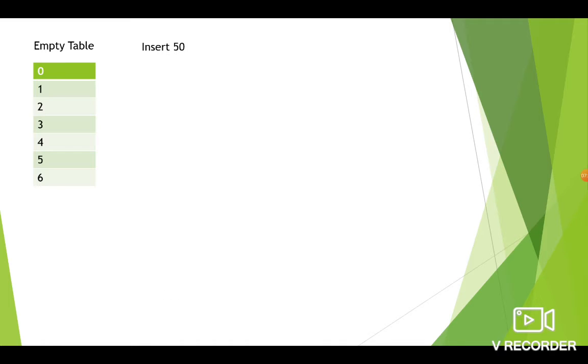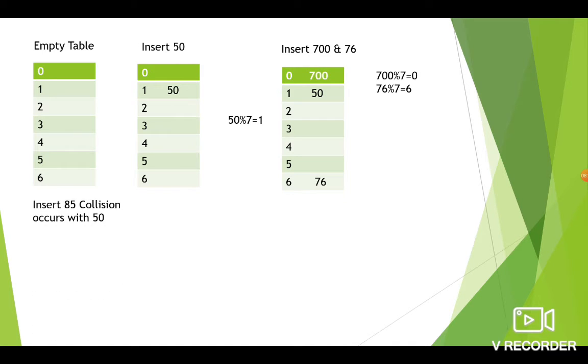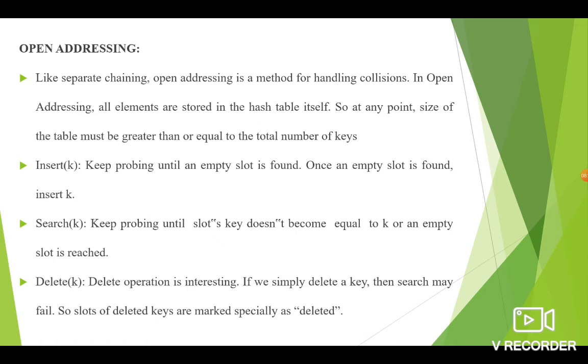Inserting 50. 50 modulus 7 equal to 1, so 50 is inserted at index 1. And we are inserting 700 and 76. 700 modulus 7 equal to 0 and 76 modulus 7 equal to 6, so the elements are inserted at the respective places. Now we are inserting 85. 85 is colliding with the element 50. So what we are doing? We are creating the new node and it is added in the linked list. This is called separate chaining.